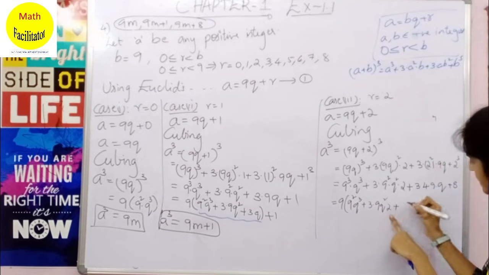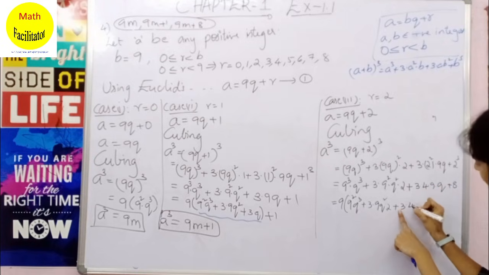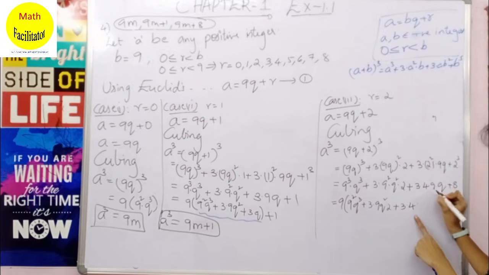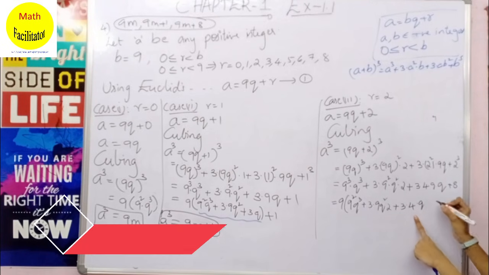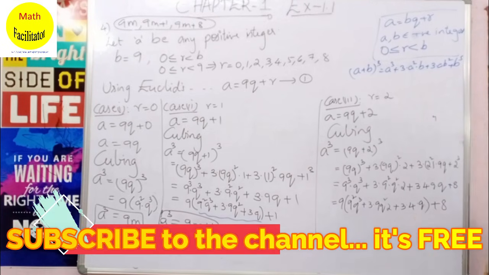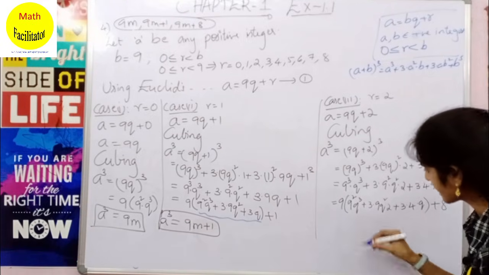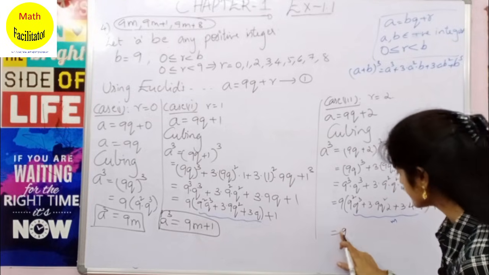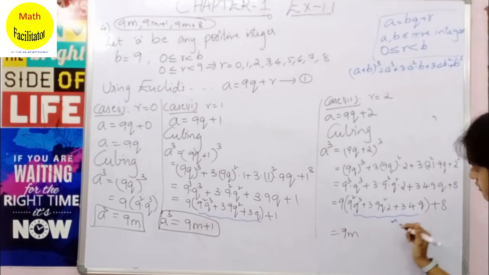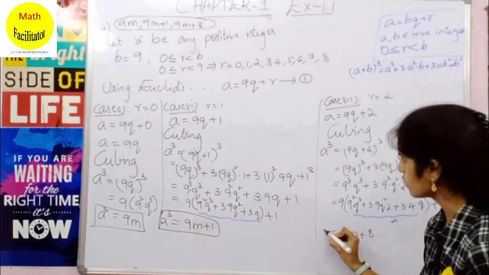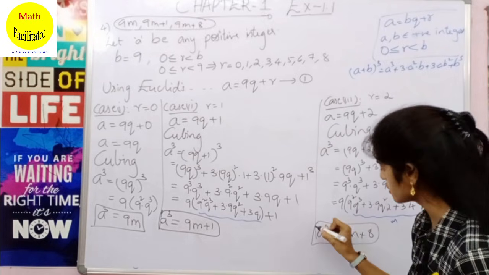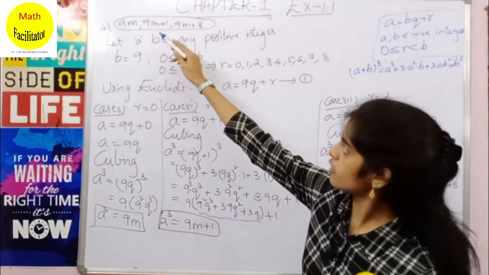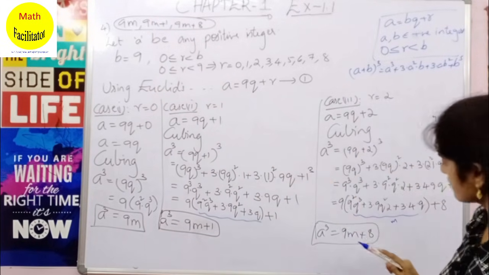Plus you have 3, write it as it is, don't calculate because anyway you are going to write it as m. You have this 9, you are taking it as common, so you don't write 9, you will write q cube. And you have plus 8 separately. Now this entire bracket thing you will take it as m. So this is 9, this entire thing is m and you have plus 8. So cube of any positive integer you brought it in the form of 9m plus 8. So you brought it in the form of 9m plus 1, 9m plus 8.